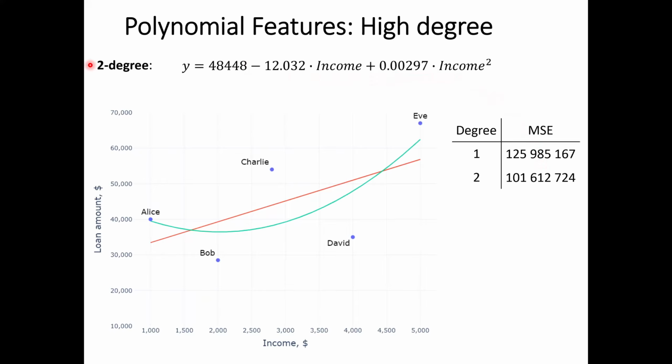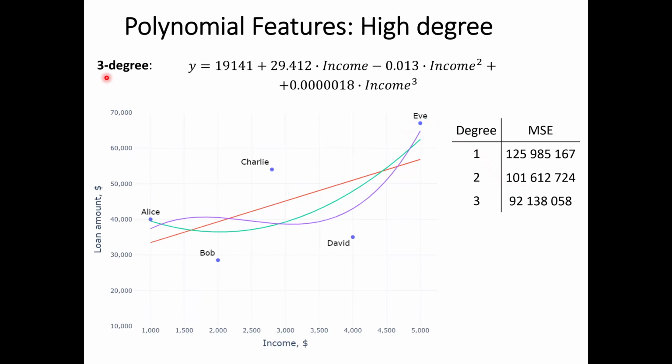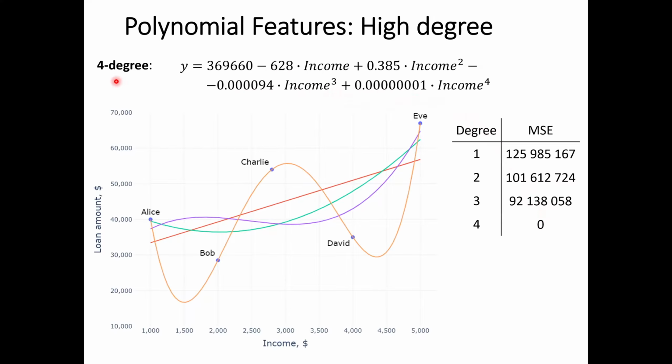Then we built a second-degree polynomial regression. Here's its equation. On the plot we can see a parabola, and the MSE has become smaller. In the third-degree polynomial regression, a cubic term appears, and the MSE decreases even further. And the fourth-degree polynomial regression fits all the points perfectly. So the MSE equals 0.